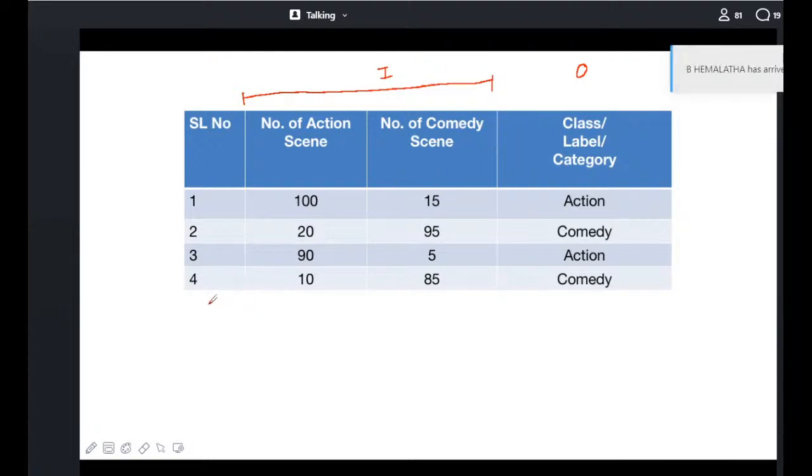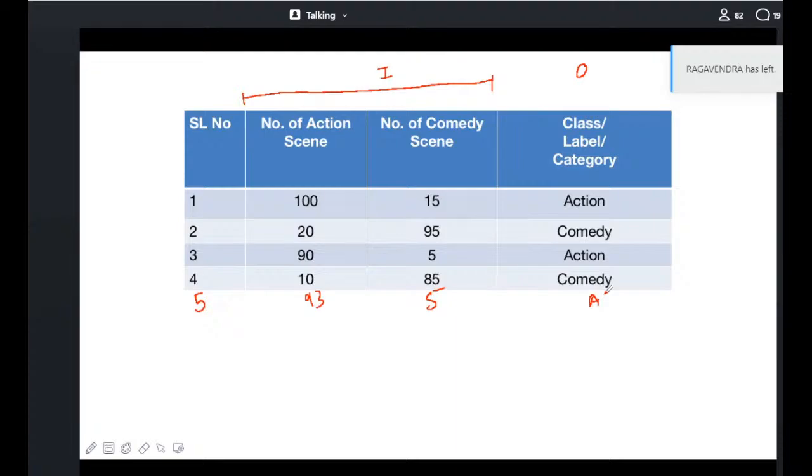Let me ask you, if we have a movie where the number of action scenes is 93 and the number of comedy scenes, let's say, is 5. Based on our historical experience, our knowledge, if the action scenes are more as compared to comedy scenes, then we categorize it to the action category. That is our human mind that has that information.